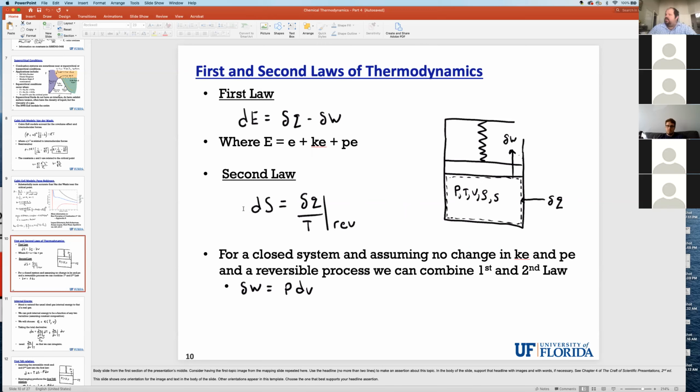And then the second law is defined such that the change of entropy is equal to the amount of heat going in divided by temperature for a reversible process. It's a very abstract definition, but it's how entropy is actually defined. And for a closed system, assuming no change in kinetic energy, you can combine the first and second law, and just note that the differential unit of work is equal to PdV.